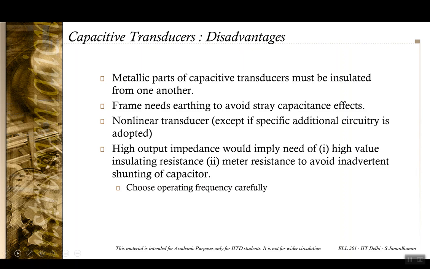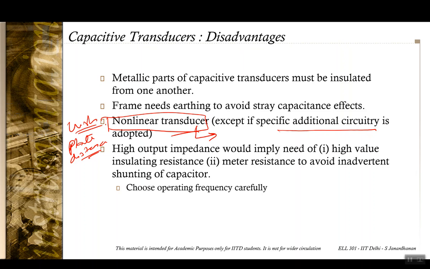Another disadvantage is that in quite a few cases, either you have to have additional circuitry to bring in linearity, or else you have to live with the non-linearity. When you have high resolution circuits like this, changing the plate distance, which was the method by which high resolution was achieved, effectively gives a nonlinear relationship between the displacement and the capacitance. So either you have additional circuitry to bring in linearity, or you directly use the nonlinear relationship for your measurements. That is another point that has to be kept in mind.